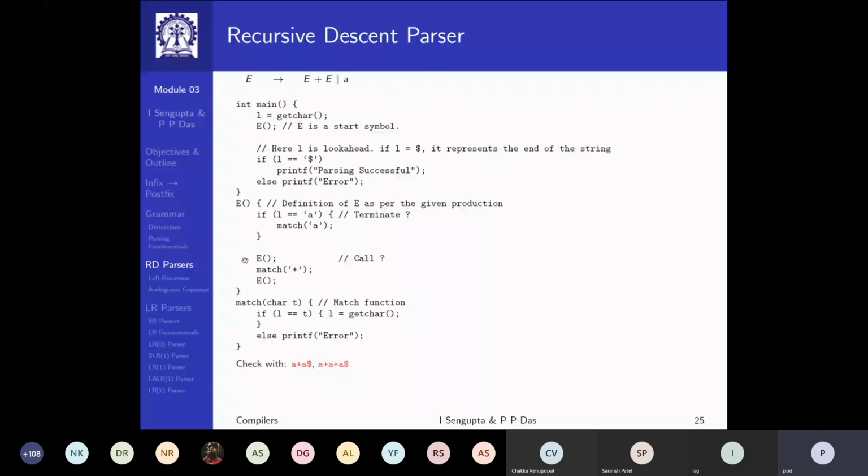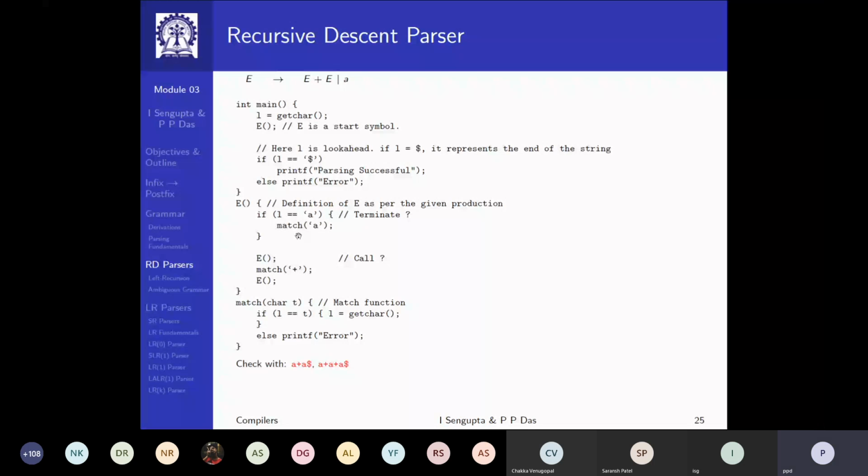For example, this is just a direct coding of this. So let's say I do A plus A. I come here, E. A matches, match A. I'm here, E. Okay. I'm calling E. Now, mind you, I come here. I call E. I've called E. What is my L? I've matched this A. My L is plus. And this match fails. This match has failed.